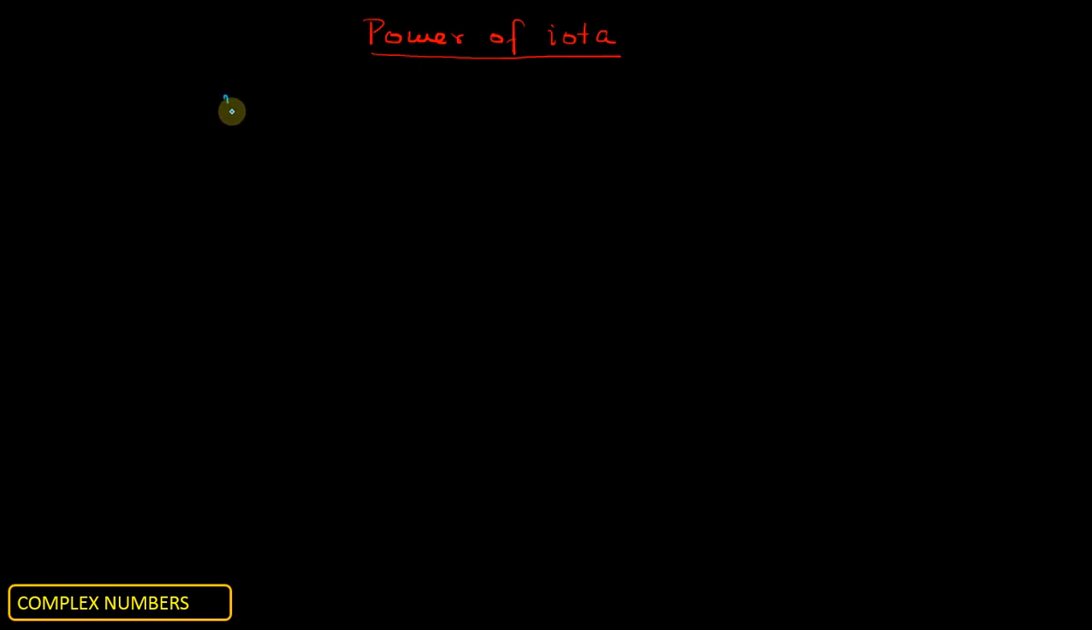So we have iota as square root of minus 1. What is iota square? It will be minus square root of minus square, which is equal to minus 1. If we have iota raised to 3, we can write iota raised to 3 as iota square multiplied by iota, and iota square is what? Minus 1 multiplied by iota, so we have minus iota.